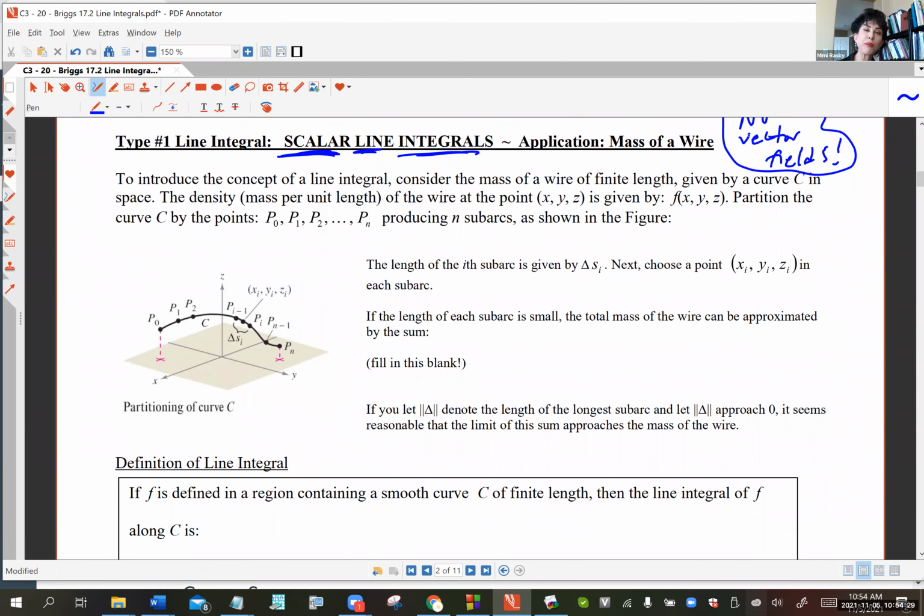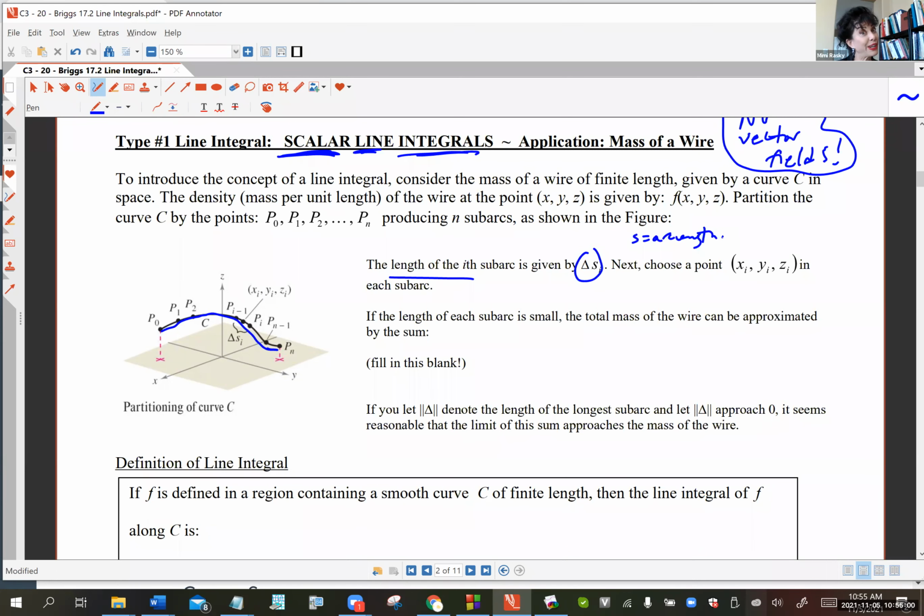This is just a penumbra of a proof here for the derivation. So here's your wire, and okay, cut it up into little pieces, partitioning it up into little n sub arcs of wire. And then the length of the ith sub arc, so just pick your favorite little chunk there of sub arc, is delta s sub i. Remember, little s was arc length, and we did arc length a couple of modules ago.